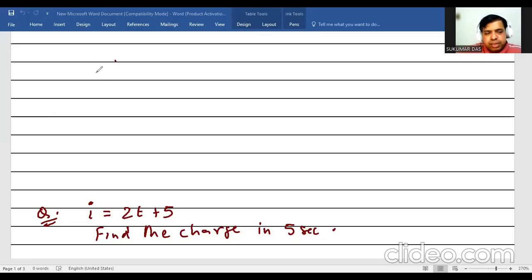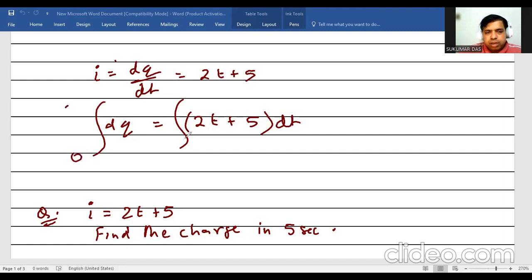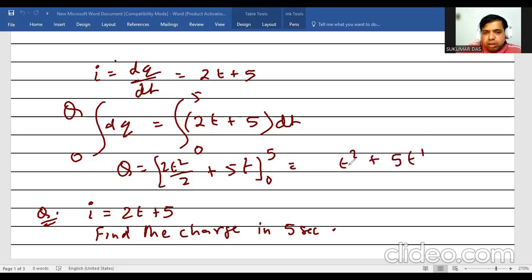So its answer will be, since I is equal to dq by dt, and here I is given by 2t plus 5, we need to do the integration. We will do dq is equal to (2t plus 5) dt. So we integrate it from 0 to Q, and t from 0 to 5. We will get q is equal to 2t square by 2 plus 5t within the limits 0 to 5. So it will be t square plus 5t. Now plug in the values of 0 and 5. We will get 50. So it is 50 coulomb. This is one section.